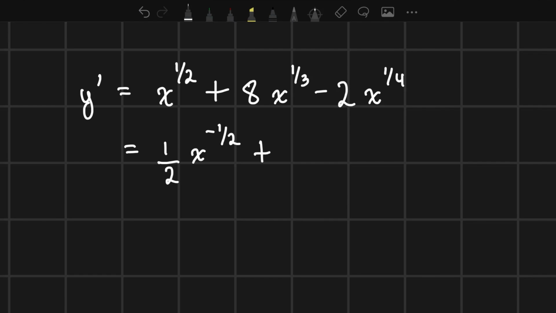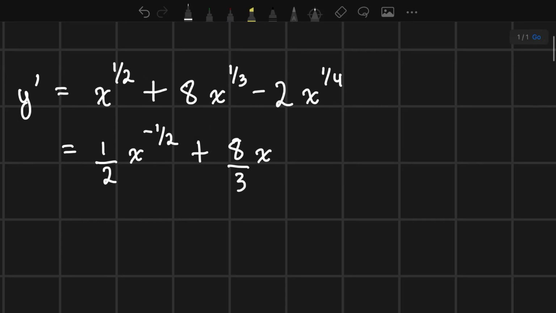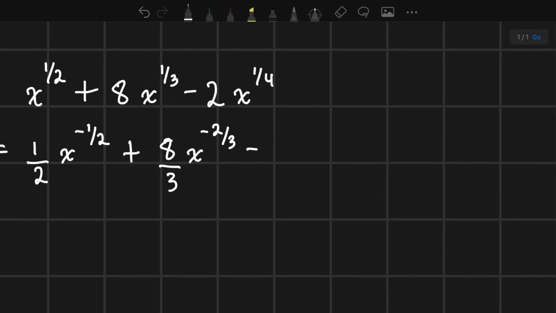plus, now you take 8 and times it by 1 over 3. 8 times 1 over 3, which would just be 8 over 3 x, and then you would take 1 over 3 and subtract 1, which would give us negative 2 over 3. And then minus 2 times 1 over 4, which is just 1 over 2 x, and 1 over 4 minus 1 is negative 3 over 4.